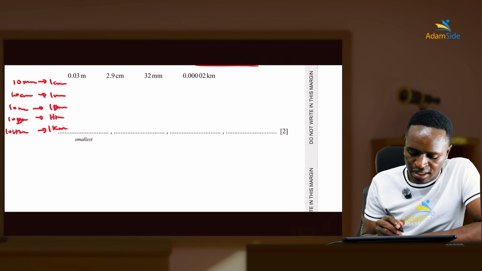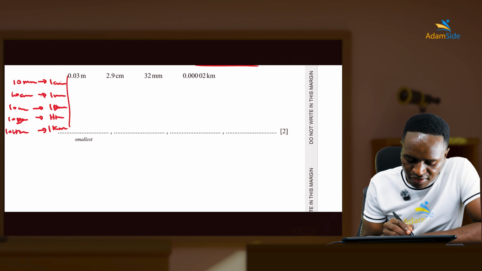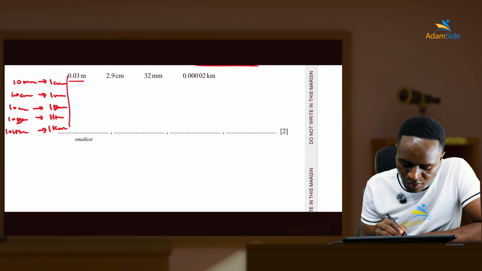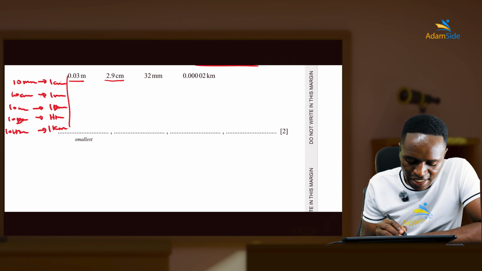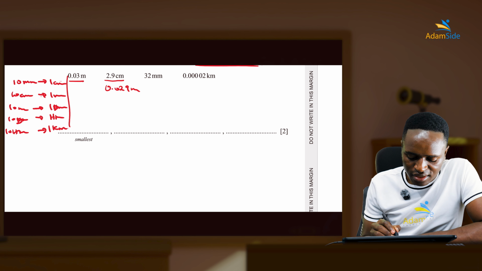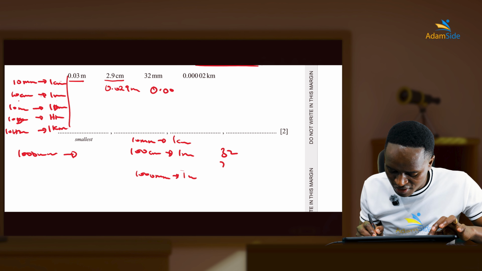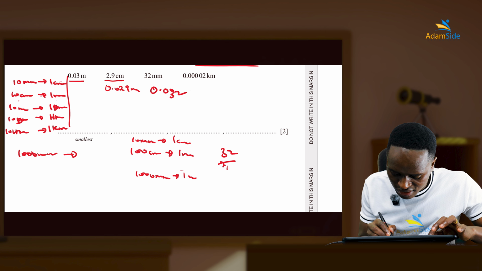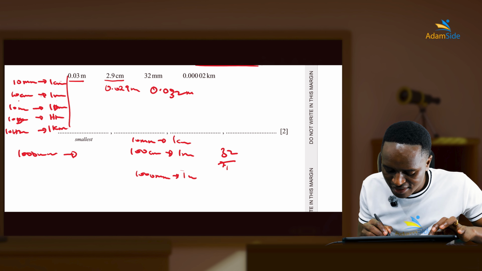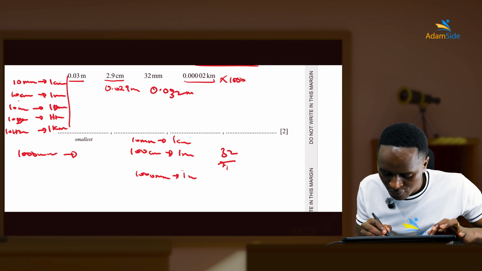And then we change everything into meters. This one in centimeters, divide by 100, and you get 0.029 meters. Then this one in millimeters, convert it into meters: 32 divided by 1,000 is 0.032 meters. And then this one, multiplied by 1,000 meters, you get 1, 2, 3, so you have 0.02 kilometer.